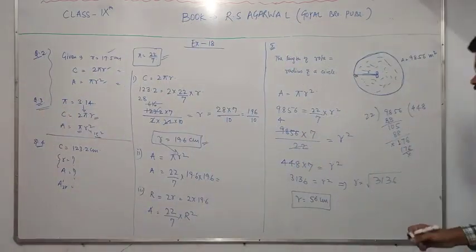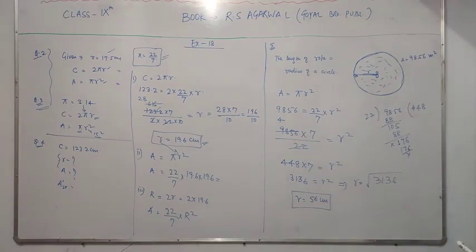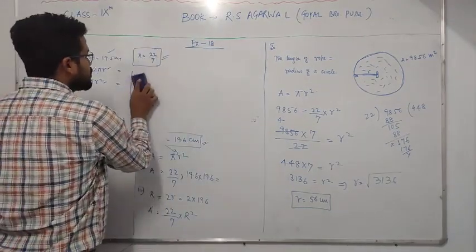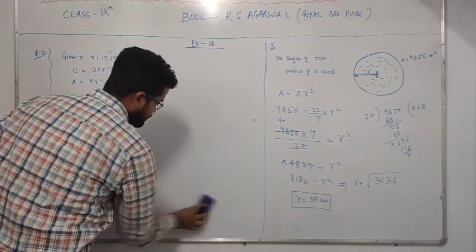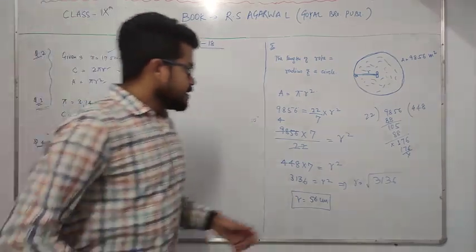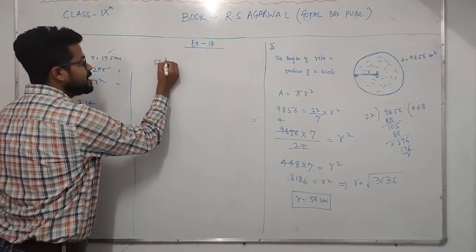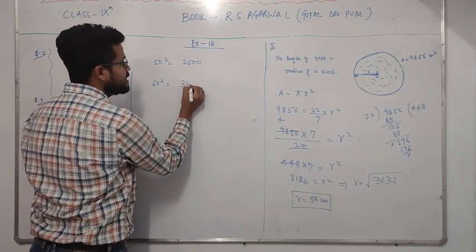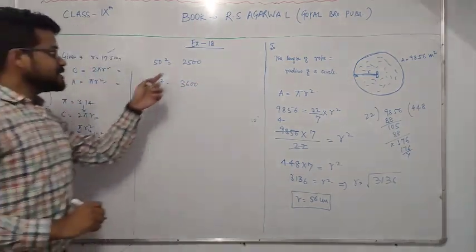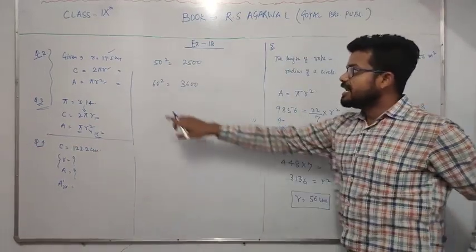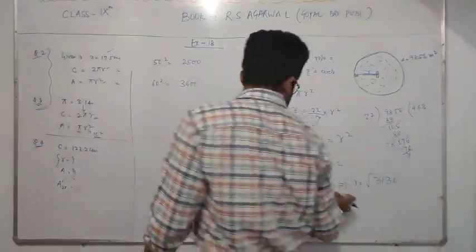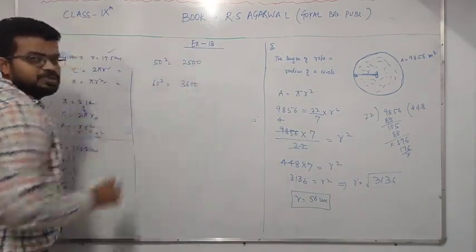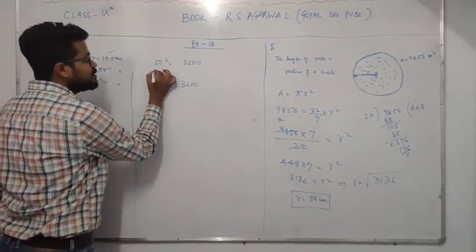How do I get this value 56? Look, in a simple method, you need not calculate the whole value. Just try. I know 50 square is 2500, and 60 square is 3600. All of you know this. And this value 3136 is in between these two. So firstly we have to calculate 55 square.